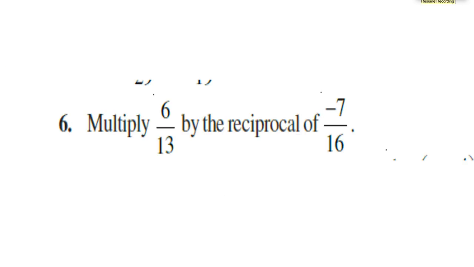The next question is multiply 6 by 13 by the reciprocal of negative 7 by 16. So you have to multiply these two numbers, but first you have to find out the reciprocal of negative 7 by 16. What is it? Reciprocal. Yes, it is negative 16 by 7. So you multiply 6 by 13 into negative 16 by 7. Do multiply.